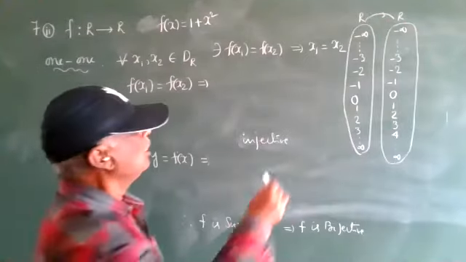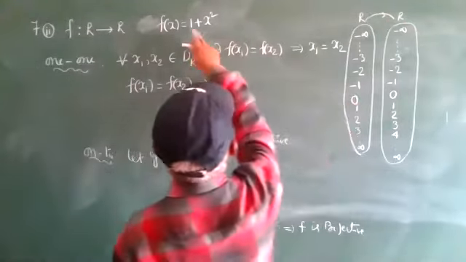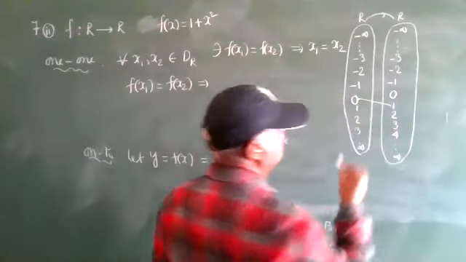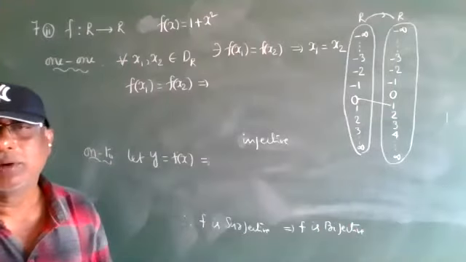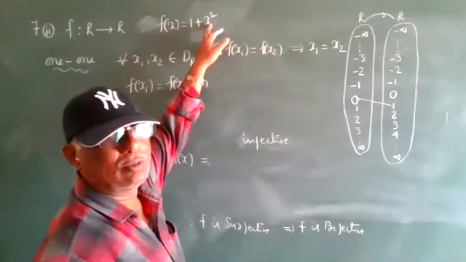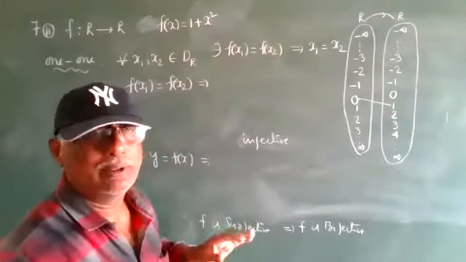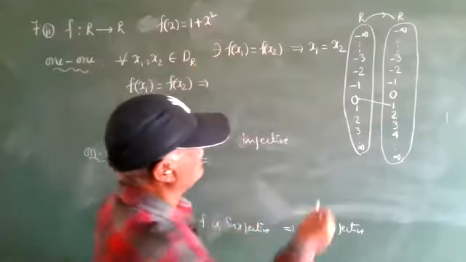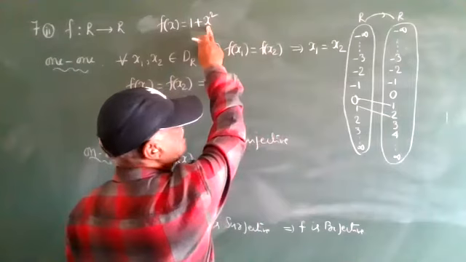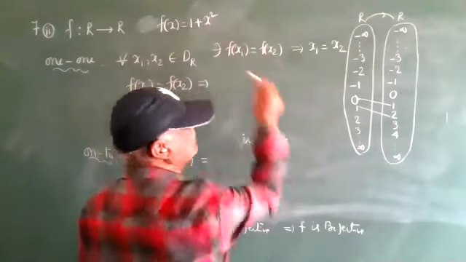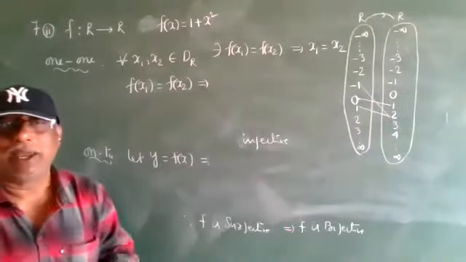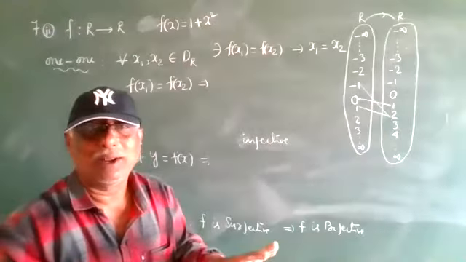Now see, for 0, 1 plus 0 square is 1. For 1, 1 plus 1 square is 2. For minus 1, 1 plus minus 1 square is 1 plus 1, again 2. Two elements have the same image. Therefore, it is not 1-1.